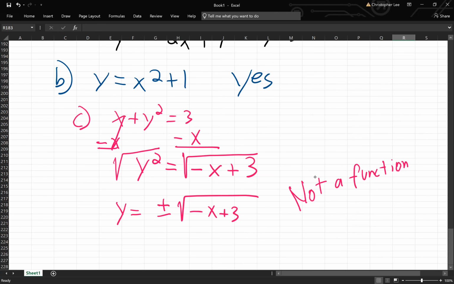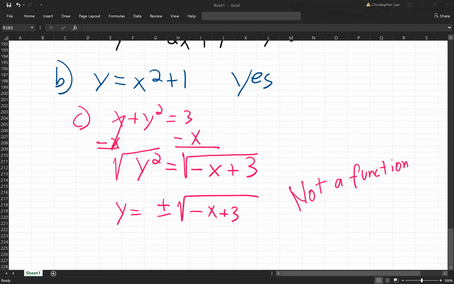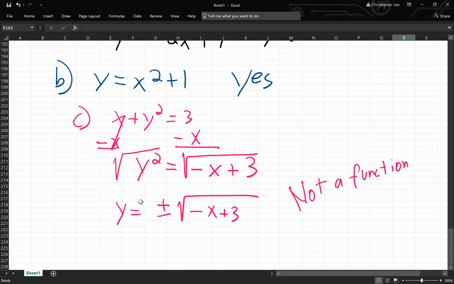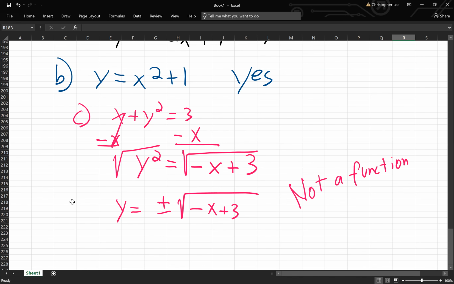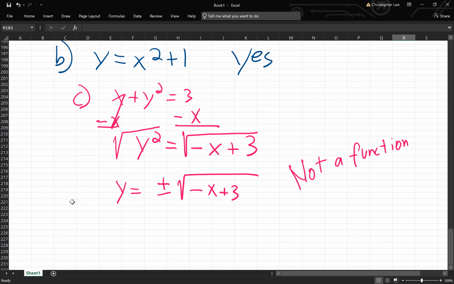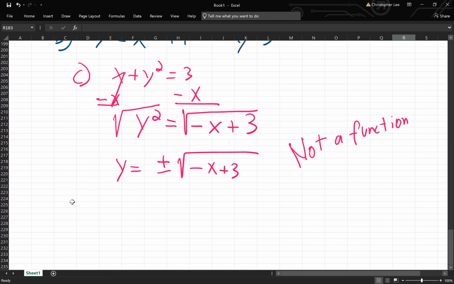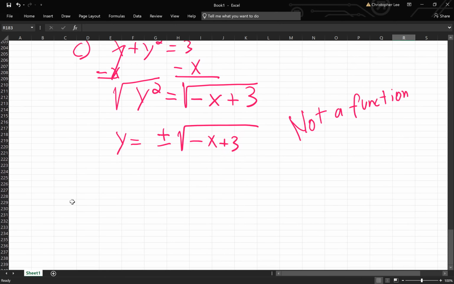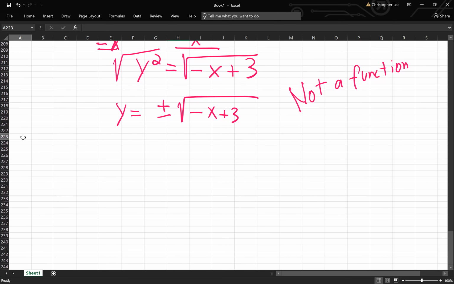Before you even solve this, once you see there's a square on the y, you automatically say it's not a function. That's true. You could have done that too. I mean, there's nothing to solve. If you could tell by looking, then you're good to go. That's how we ask: yes or no, is it a function? It's not a guessing game. You know how to tell.